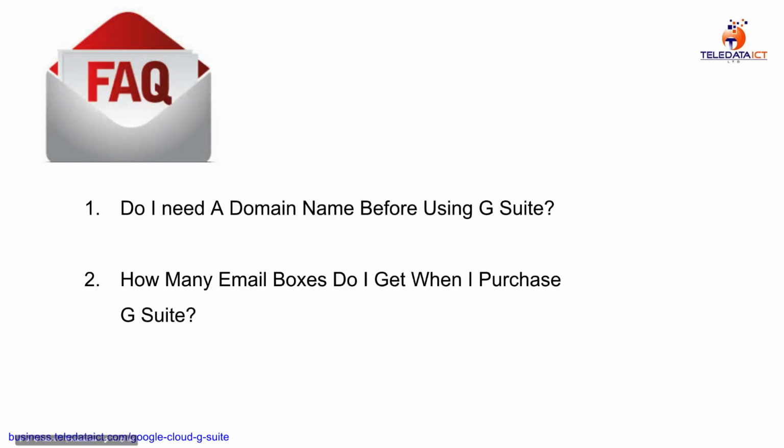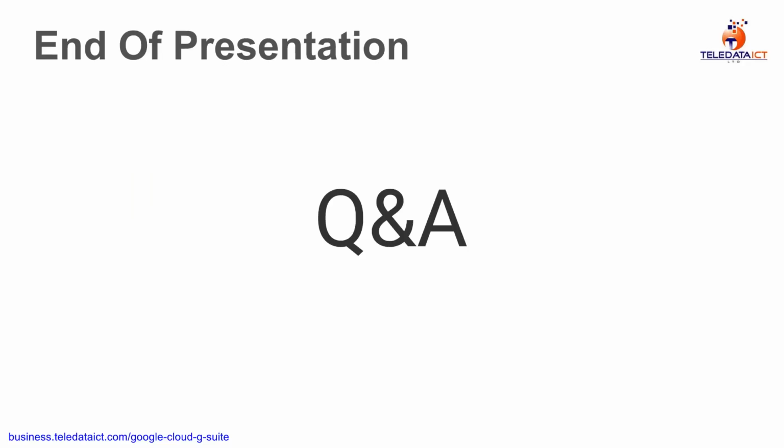The second question is, how many email boxes do I get when I purchase G Suite? You get G Suite Basic or G Suite Business when you sign up for free for 14 days to try it out. But with the free trial, you get a maximum of 10 user accounts. So if you're looking to sign up to G Suite with more than 10 users, then you have to skip the trial and go straight to a paid plan from the beginning. But if you have less than 10 users, then you can enjoy the 14-day trial absolutely free of charge with no obligation to pay during the trial period.